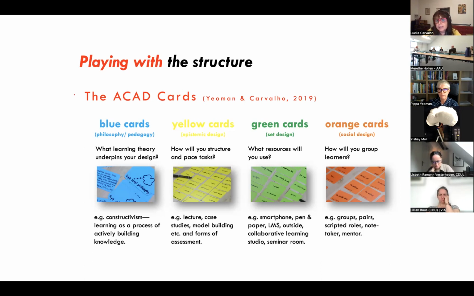And then the yellow cards are about the epistemic design, so they look at how to structure and pace learning tasks. The green cards are about set design, so they talk about resources and tools that you would have as part of your design. And the orange cards are about the social design, so how you work with your learners: pairs, groups, etc.